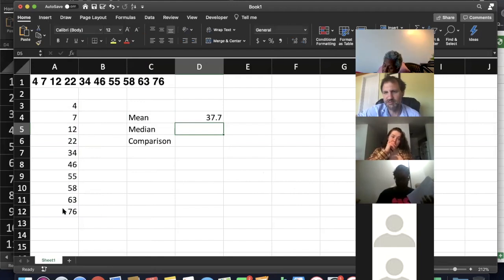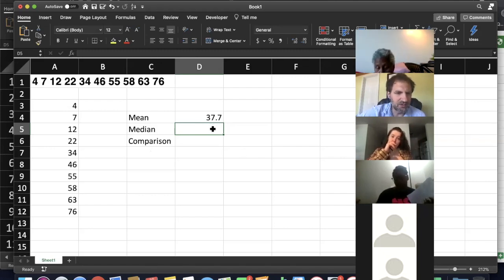So you should have got 37.7. Now, if you didn't get 37.7, there's various reasons why that might have happened. You could have added up the numbers wrong, left a number out, mistyped a number, or done the order of operations wrong and divided by 10 before you added everything up. So there's various reasons why that wouldn't come out right, but you should have got 37.7.